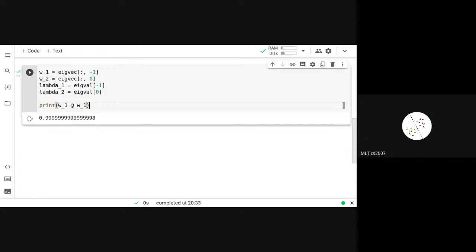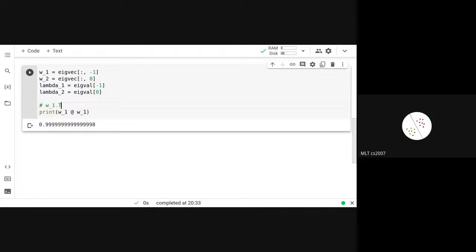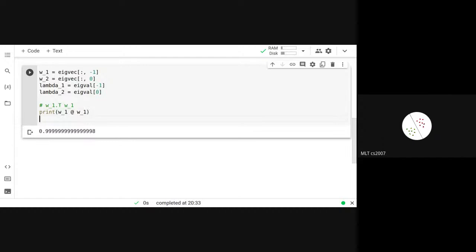I'll just put it this way. This is W1 transpose W1. What do you notice? The norm is equal to 1, right? So that is verified. Next one is W2 transpose W2.